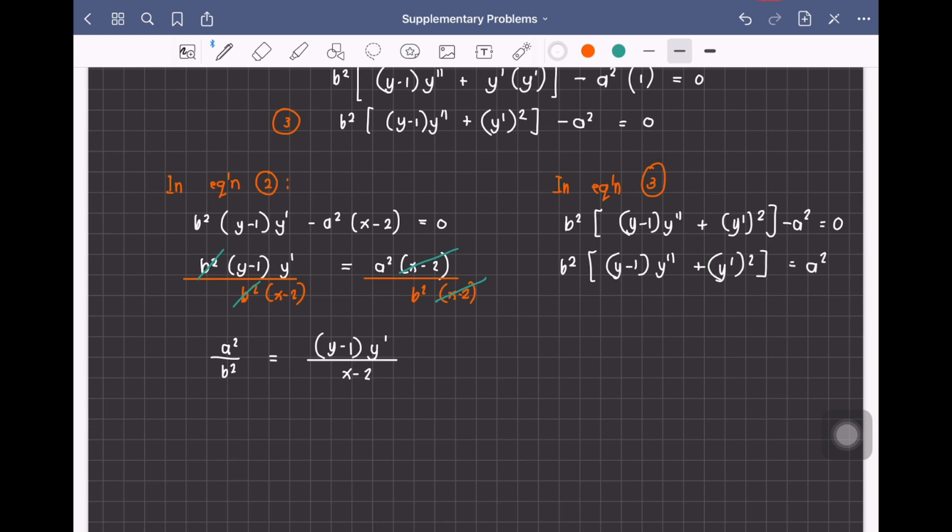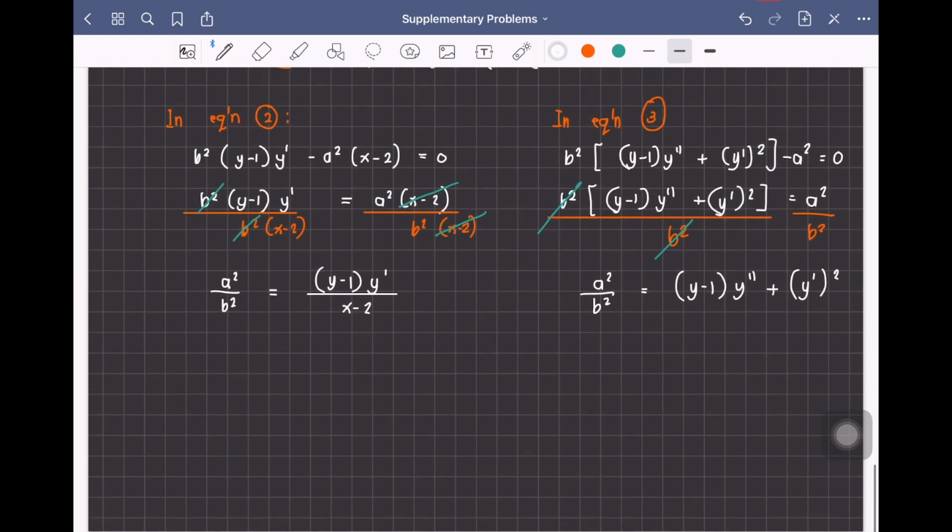equals a squared. Okay, and then to solve for a squared over b squared, i-divide na lang natin both sides by b squared para cancel siya sa left. So, in equation 3, masosolve natin si a squared over b squared. Ito siya. Dito siya equal. Equal ngayon ito kay y minus 1, y double prime, plus y prime quantity squared. Okay. And then, ayan na.